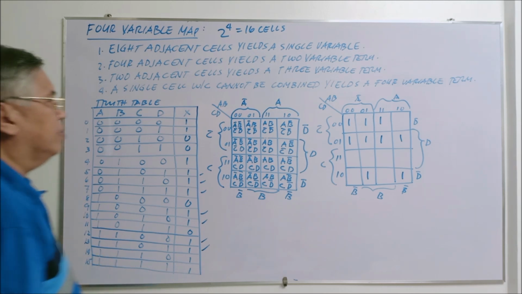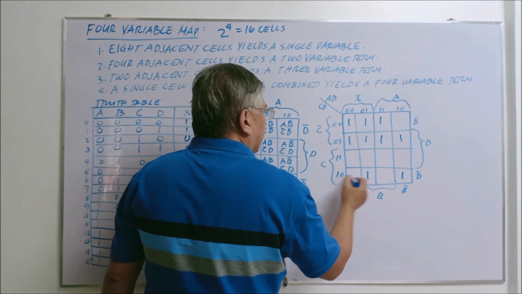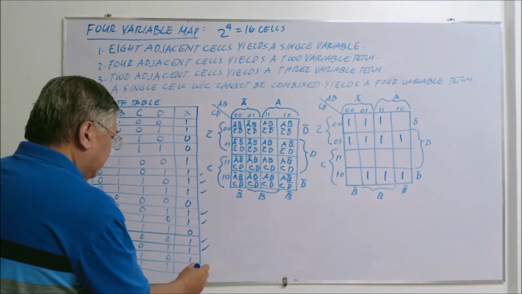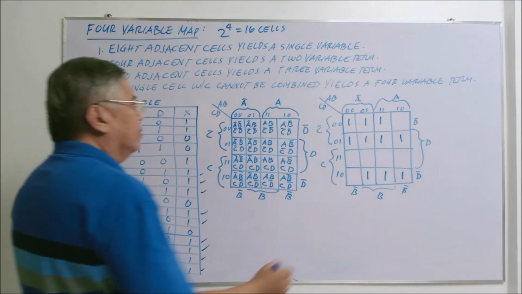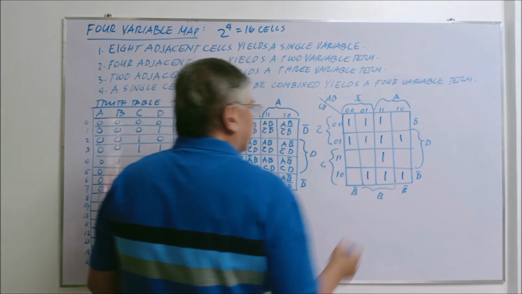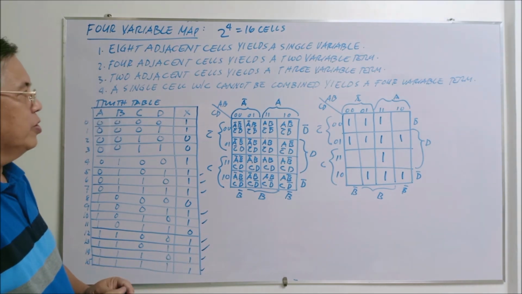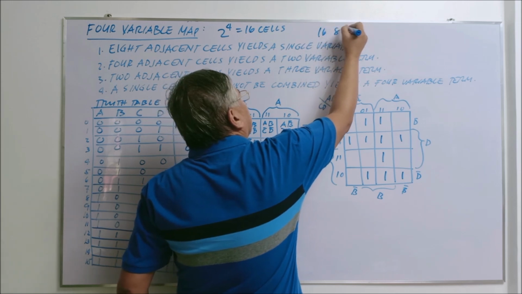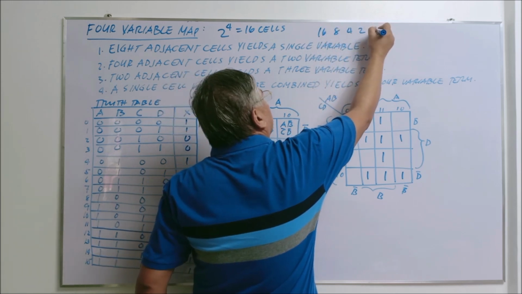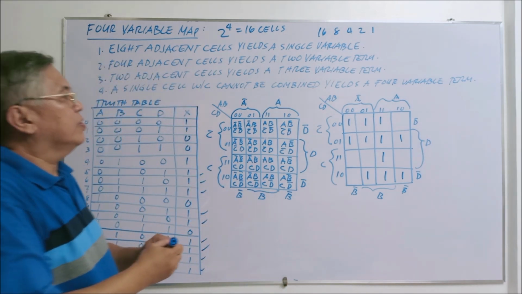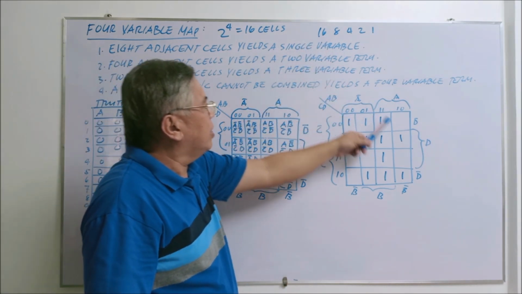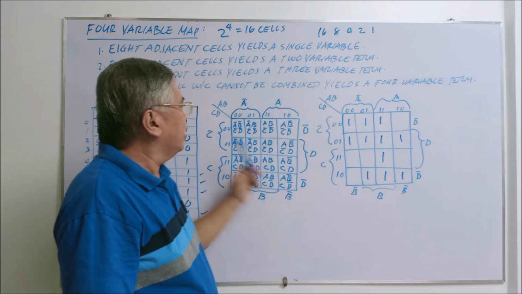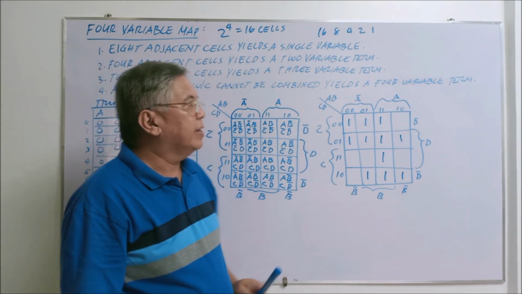1, 1, 1, 0. 1, 1, 1, 0. And then the last one is 1, 1, 1, 1. So the output there is 1. So again, the grouping will be 16, 8, 4, 2, 1. Okay? So if all 16 cells are 1, then that means that X will be equal to 1. Okay?